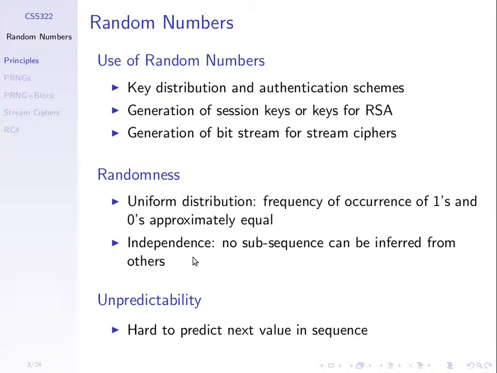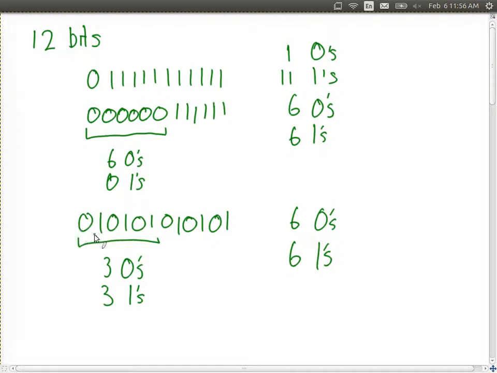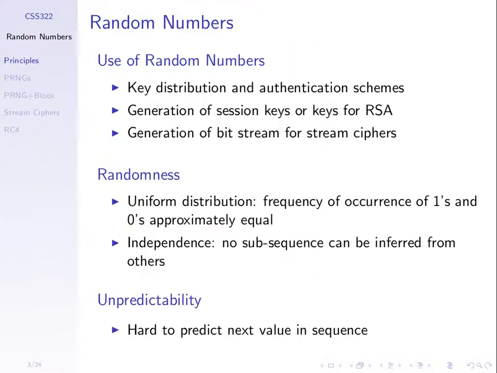So the other one, which is sometimes harder to measure, is independence, that we would think no subsequence can be inferred from others. So if we see some of those bits, we cannot predict what the next bits will be. And in this case, if we see the first 6 bits, 0, 1, 0, 1, 0, 1, maybe you can predict that the next 2 bits will be 0, 1. So this does not exhibit independence. So that's another measure of whether this sequence exhibits randomness or not. But it becomes hard. So there are different measures to try and to compare sequences and see how random they are. It should be hard to predict the next value in a sequence.